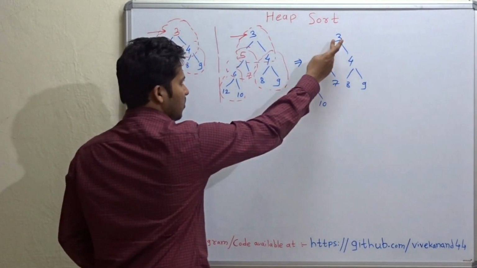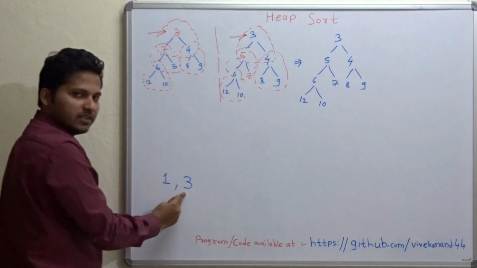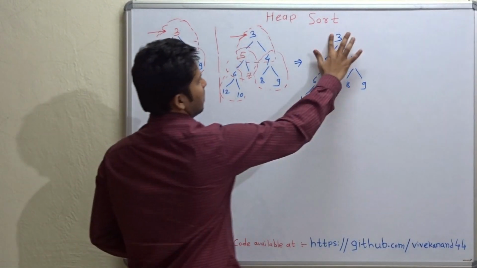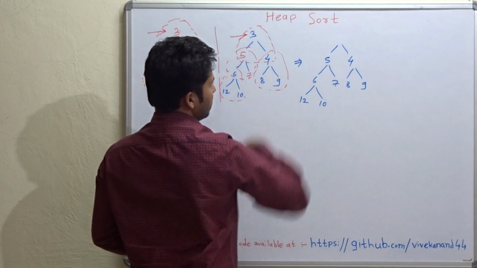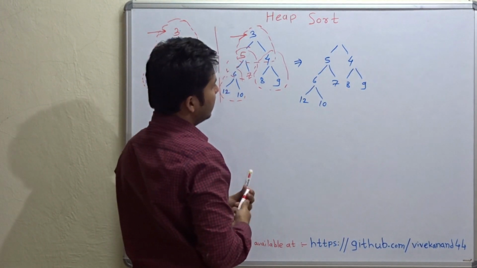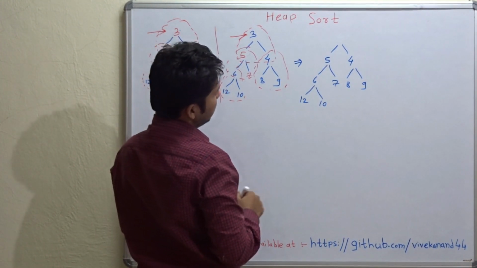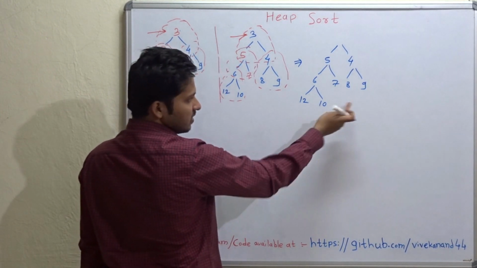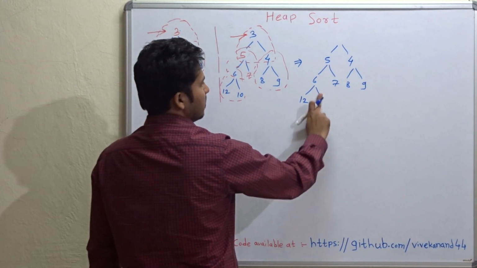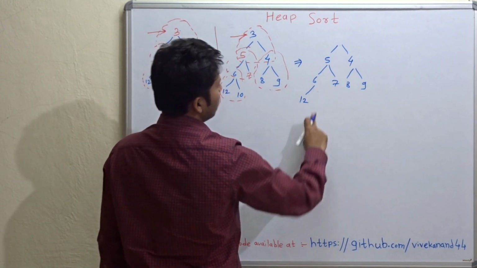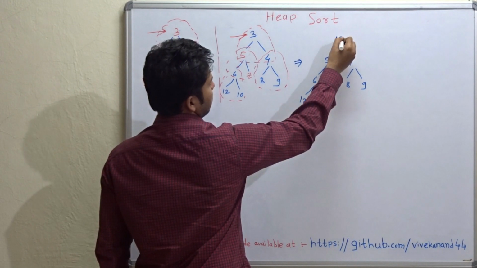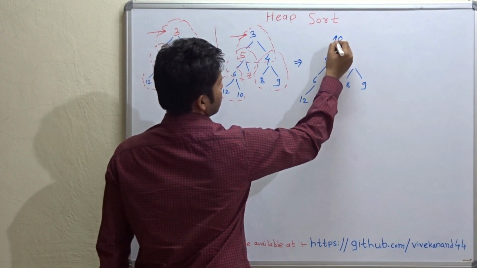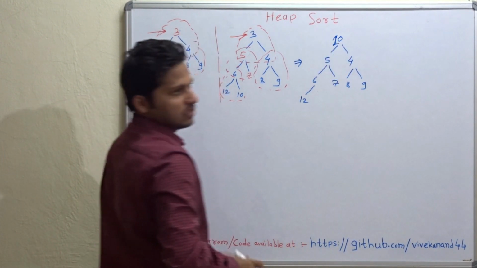You have to always take the root element and keep it here. That is our sorted array. So remove the root element. We have kept it in the sorted array. Now replace the root element with the last element. As you know the numbering, this is the last element. So this child is gone and will come here. So now 10 is at the root.